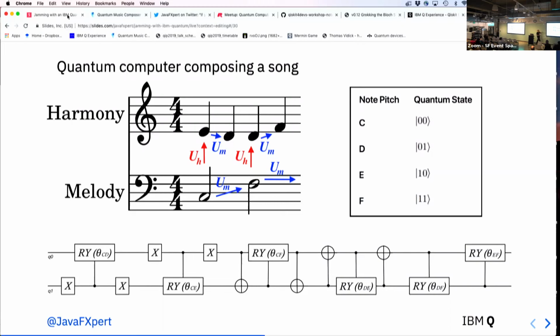And so 00, 01, et cetera, whatever the particular pitch is that we start with, we put it into a quantum circuit. The most significant bit, most significant qubit, we put at the bottom, and the least significant we put at the top. So that 01 for the D would be 0 here, 1 here. We put those into a quantum circuit. We run them through gates that represent our desired transition matrices. We measure it, and that's how we get the next note.